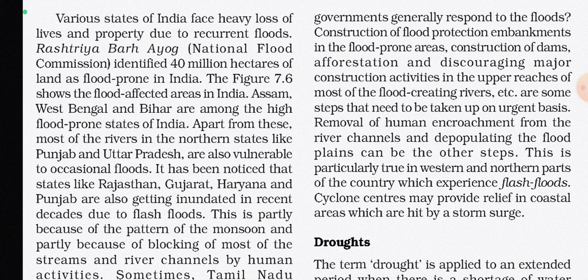Next, drought. Next type of natural disaster is drought. The term drought is applied to, and drought is an atmospheric disaster. Okay, remember this. It is applied to an extended period when there is just shortage of water availability due to inadequate precipitation, excessive rate of evaporation, and overutilization of water from the reservoirs and other storage, including the groundwater.